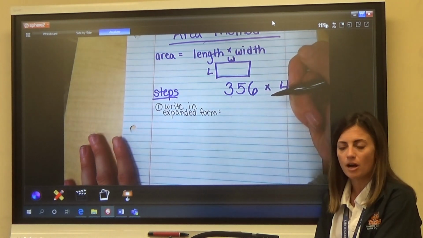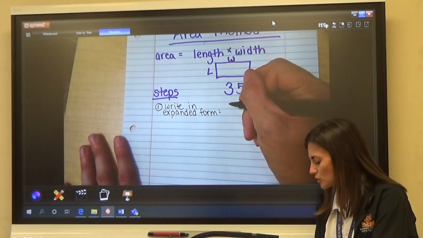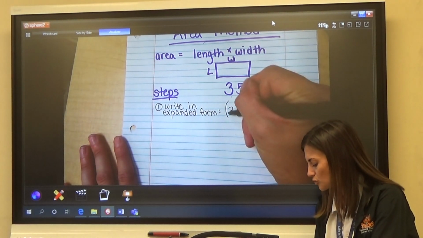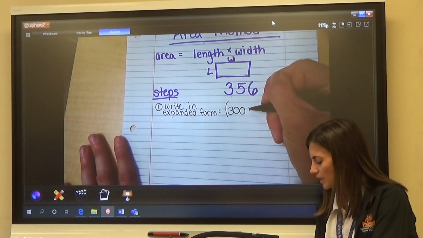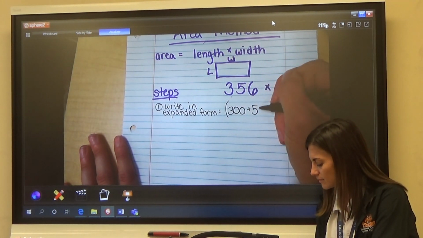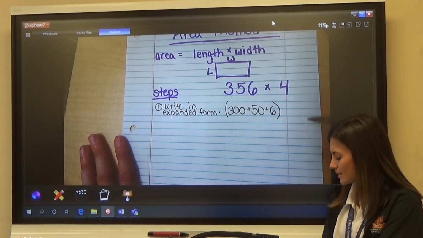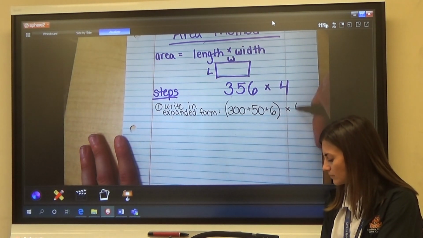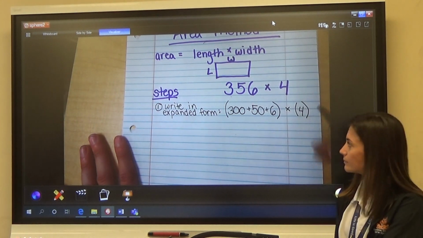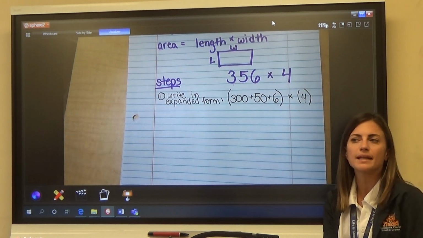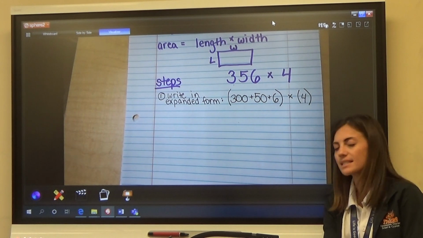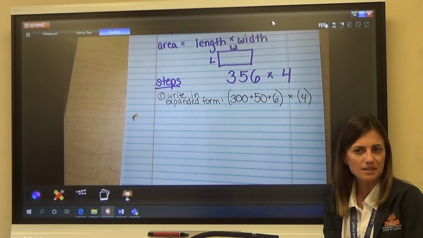So for this product or question, we are going to do 300 plus 50 plus 6 times 4. So first thing we do is just set it up like that. 356 times 4. Expanded form.